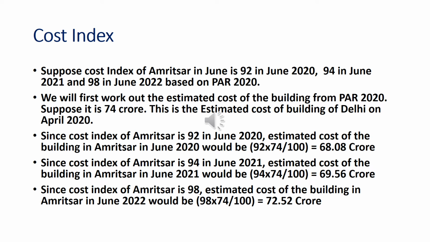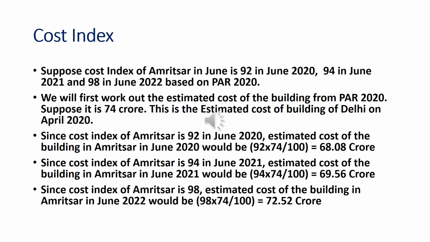And since the building is in Amritsar and the cost index of Amritsar is 92 in June 2020, the estimated cost of the building in Amritsar in June 2020 would be: you multiply the cost index with the estimated cost of the building and divide by 100, because 100 is the cost index of the base year of Delhi. So it will be 68.08 crores.